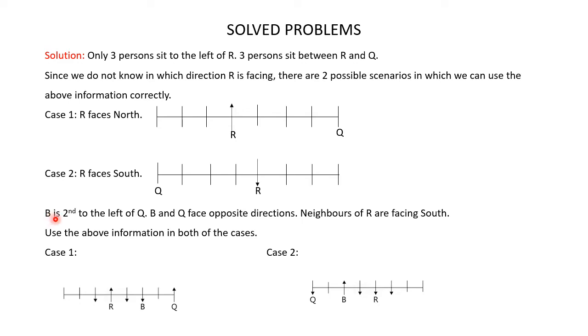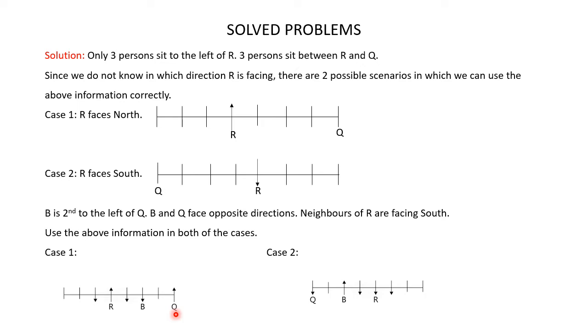Now it's given B sits second to the left of Q. Now in case 1, if Q faces south, obviously there will be no positions to the left of Q. So Q now has to face north. Only if Q faces north, then B can sit second to the left of Q. Also, it's given B and Q face opposite directions. So if Q faces north, then B will face south.